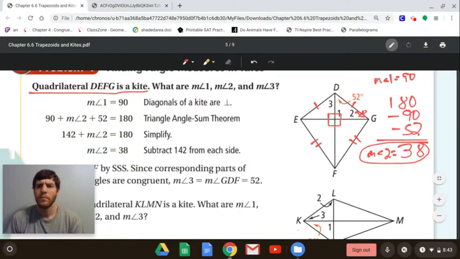Okay, and then the other property we're going to use is that one pair of opposite angles is getting bisected. It's the angles between the two pairs of consecutive sides that are congruent that are going to be the congruent angles. So E and G are going to be congruent angles, and then D and F are the ones that get bisected. So 3 is also going to be 52. So the measure of angle 3 is going to equal 52, because this diagonal here is bisecting angle D. All right, let's go to the next one.